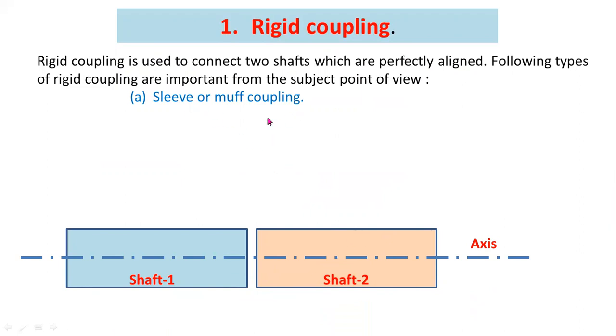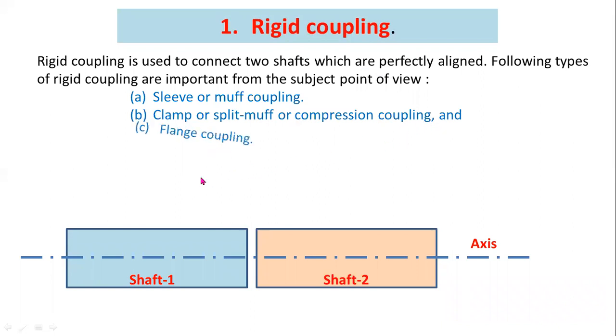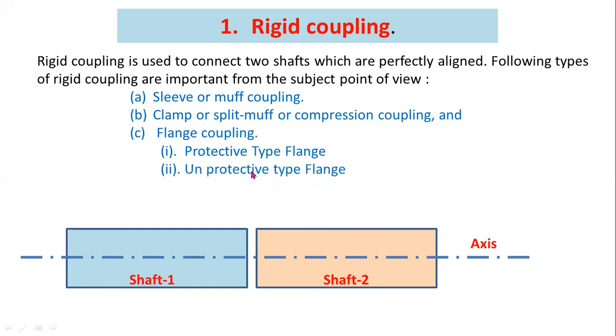Now examples for rigid coupling. First one is rigid or muff coupling. Second one is a clamp or split muff or compression coupling. Third one is a flange coupling. Flange coupling is broadly classified into protective type, unprotected type, and solid or marine type. These all are examples for rigid couplings, which are used to connect two shafts which are perfectly aligned.